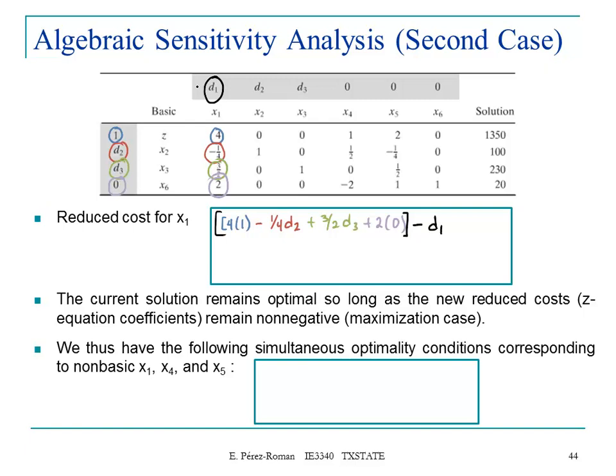So going back, we are computing the reduced cost for X1. So you go using the optimal tableau from your simplex method. You do 4 times 1 plus minus 1/4 times D2 plus 3/2 times D3 plus 2 times 0. That's this part. And then subtract D1. This part is subtracting the top row. So any D value that is in the top row, that's what you're going to subtract here.